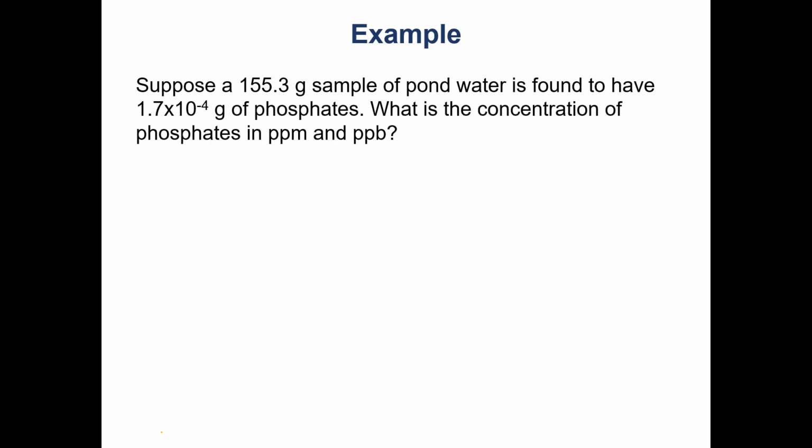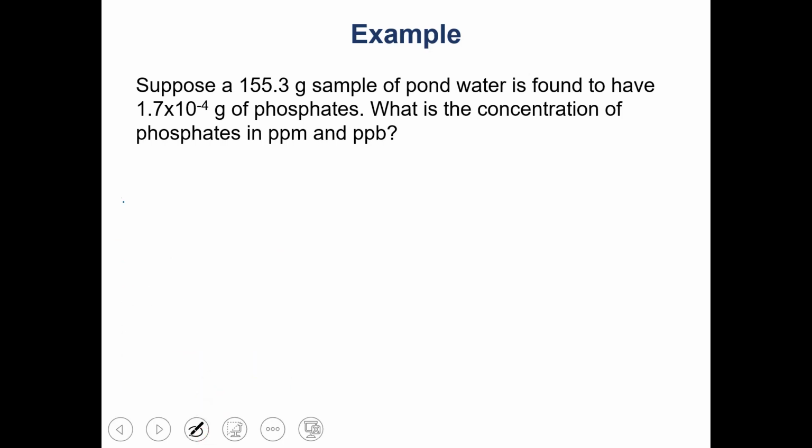Okay, one more example here. Suppose a 155.3 gram sample of pond water is found to have 1.7 times 10 to the negative 4th grams of phosphates. What is the concentration of phosphates in parts per million and parts per billion?